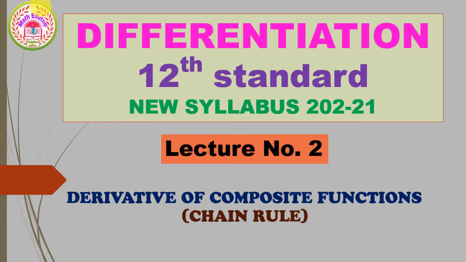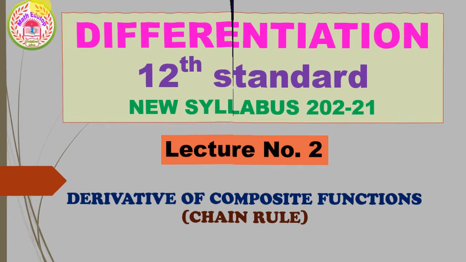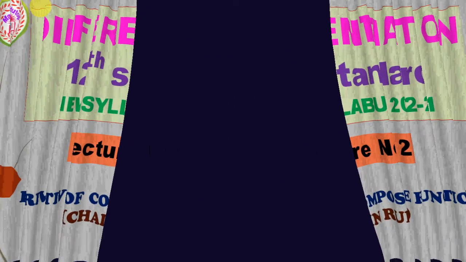Today we study the most important point of differentiation, that is the derivative of composite function. It is also known as chain rule. In last standard you have already studied the composite function. The composite function means composition of two functions. Then here one more step is there: we have to find the derivative of composite function. Then how to find the derivative of composite function? By using the chain rule.